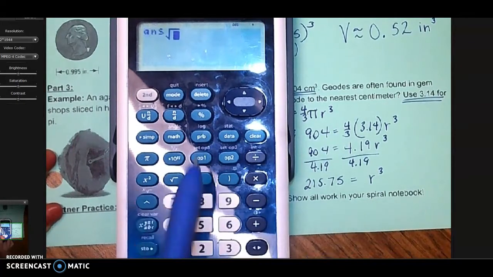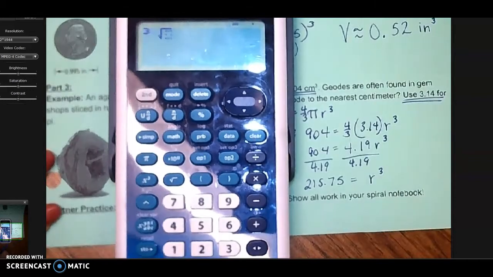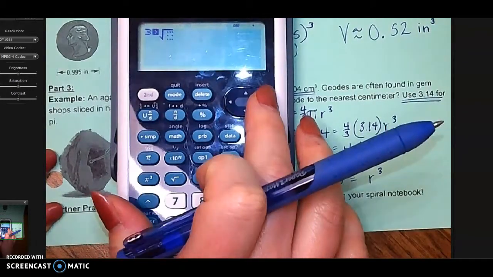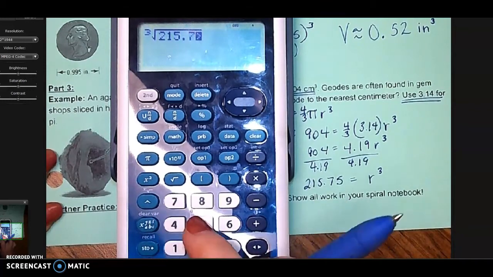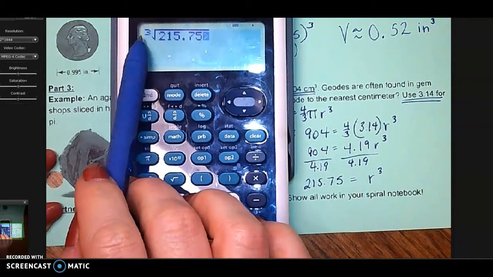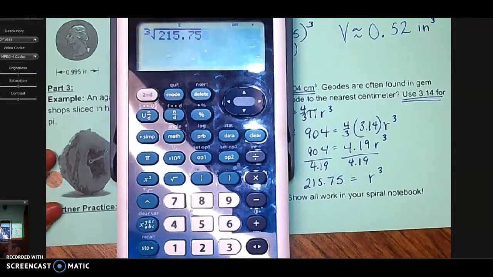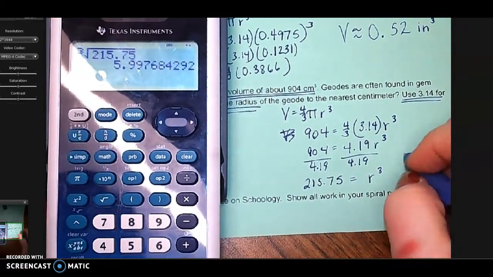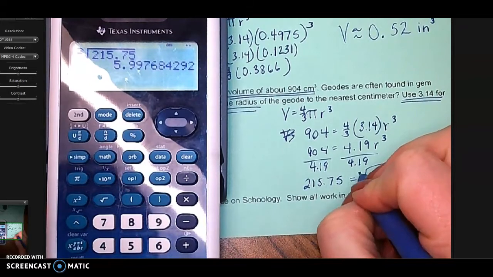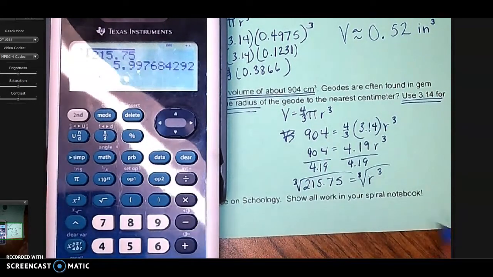When I do that, it wants to put my answer out there, but I want a 3. So all I have to do is retype in that 3, and this is going to give me a cube root. So then I'm going to put in that 215.75 on the inside. So this is taking the cube root instead of the square root of this number. And I get approximately 5.997. So it still looks like a square root, but it's got the little 3 out front.